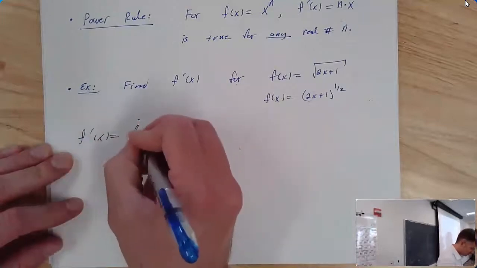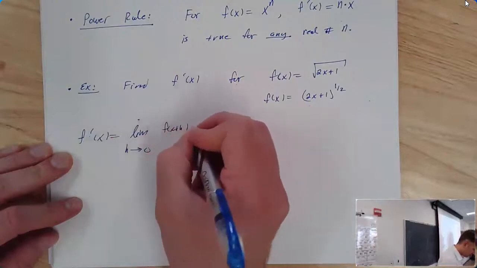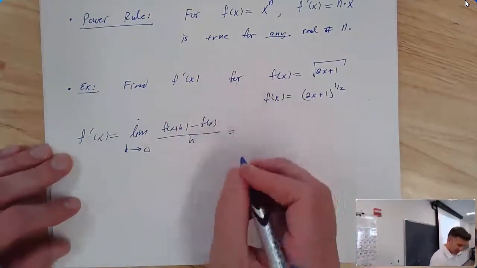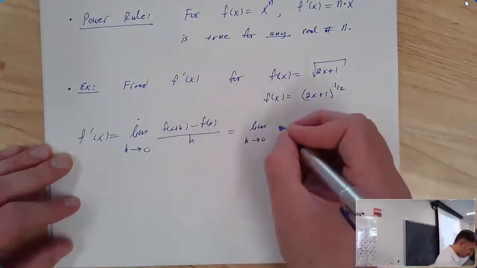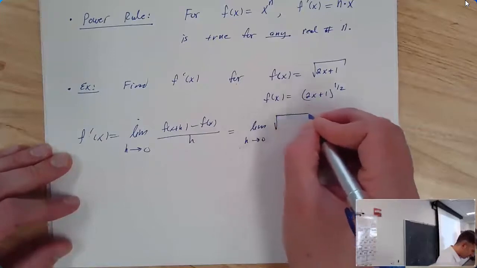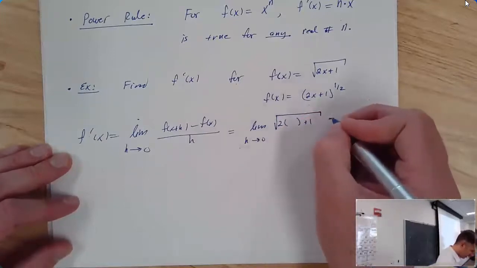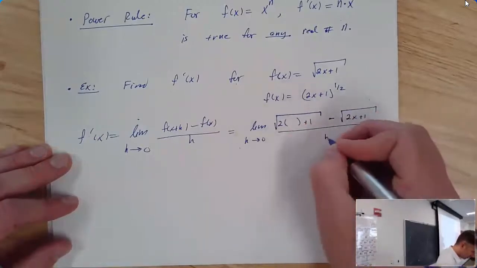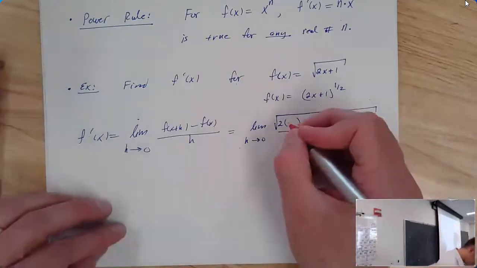We're going to find the limit as h goes to 0 of f of x plus h minus f of x, all over h. That's going to be the limit as h goes to 0 of, let's be careful here, the square root of 2 times parentheses plus 1 minus the square root of 2x plus 1, all over h. And what's going in our parentheses there? Yeah, exactly.